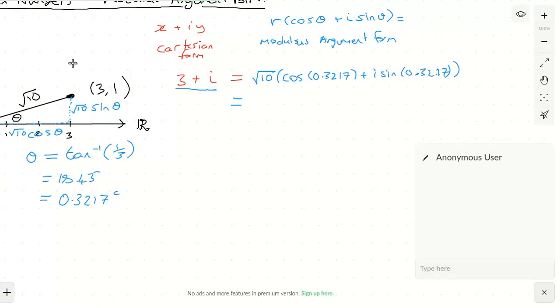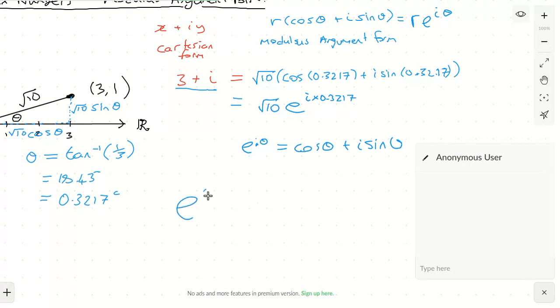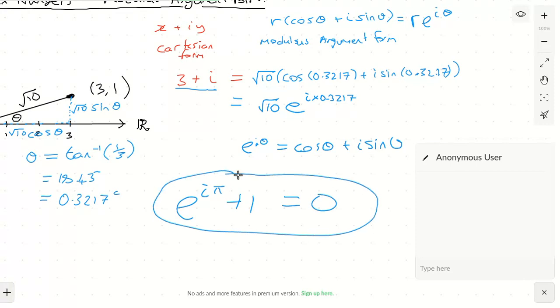We can actually write it down like this as just r e to the i theta. And so it's actually the same as root 10 e to the i times 0.3217. And that's a much quicker way of writing it down in modulus argument form. And it means exactly the same thing. And it's because e to the i theta, we can get into all the interesting stuff, equals cos theta plus i sine theta. And from that, it's very easy to derive the magnificent result e to the i pi plus 1 equals 0, which is called Euler's formula.